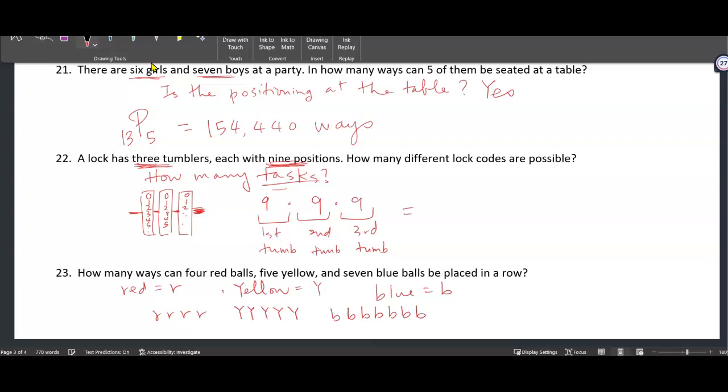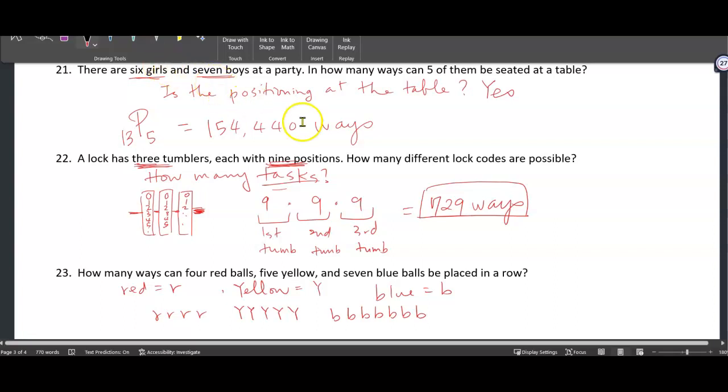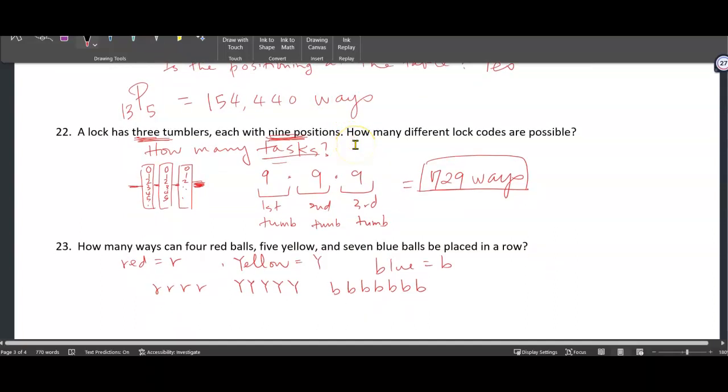And again, you have to think about how many actions or how many tasks I'm doing. Sometimes people think it's 9 tasks, are you doing 9 things? Okay, so make sure whether there are 9 tasks that you have to do, or 3 tasks, when it's 3 tumblers. So my answer is 729 for the 3 tumblers, 3 tasks. Okay, so that's some question you might have to ask yourself.